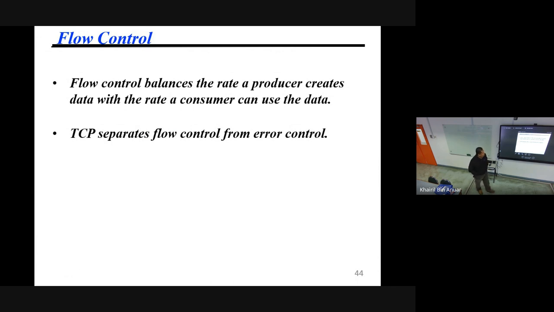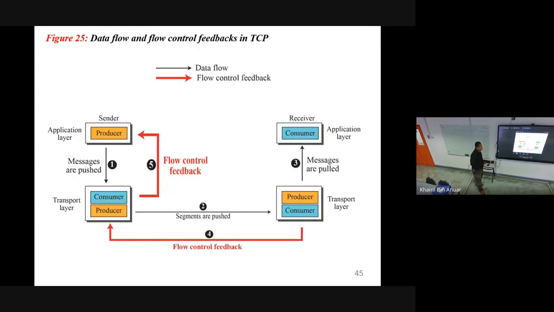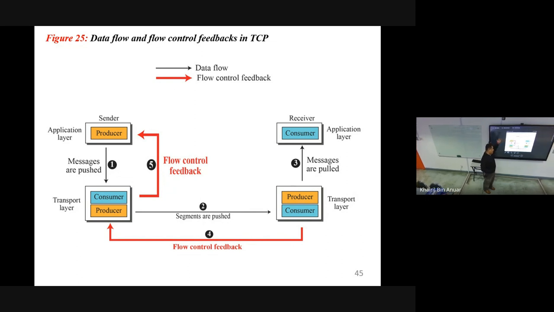And last but not least, flow control. The flow control balances the rate at which a producer creates data with the rate at which a consumer can use the data. TCP separates flow control from error control, which has already been mentioned. Again, this replicates the previous diagram. When you have a message to send to the receiver, you have a push message, but within the layer itself you have flow control. Then when you push to the receiving end, you have flow control end to end before you can send it to the upper layer.